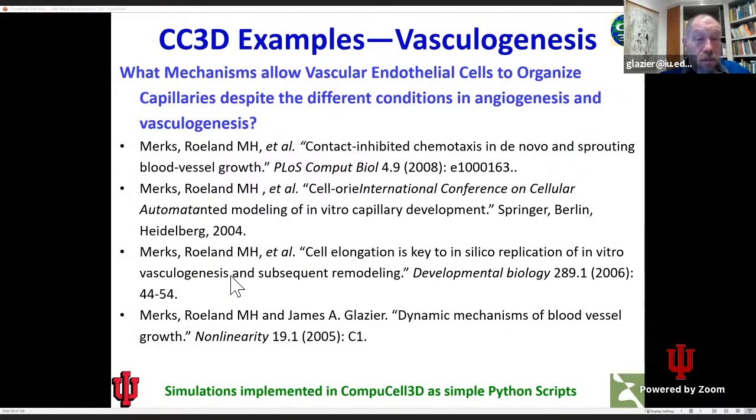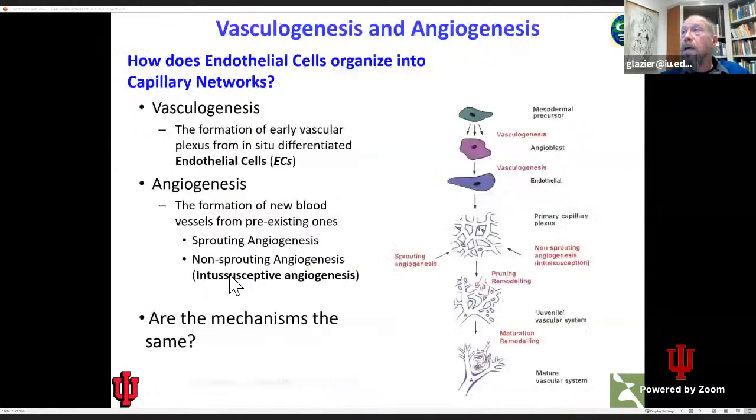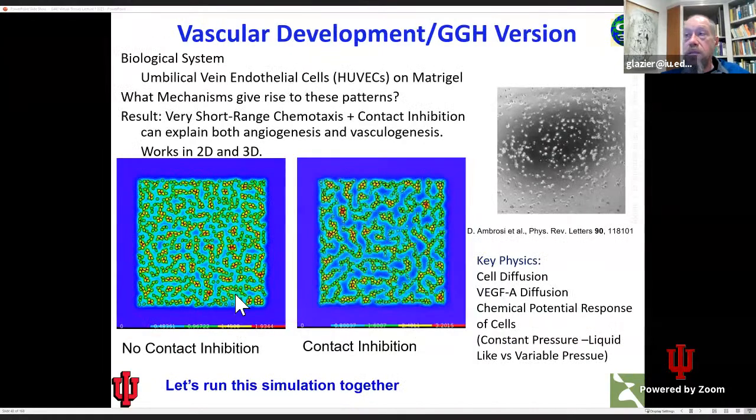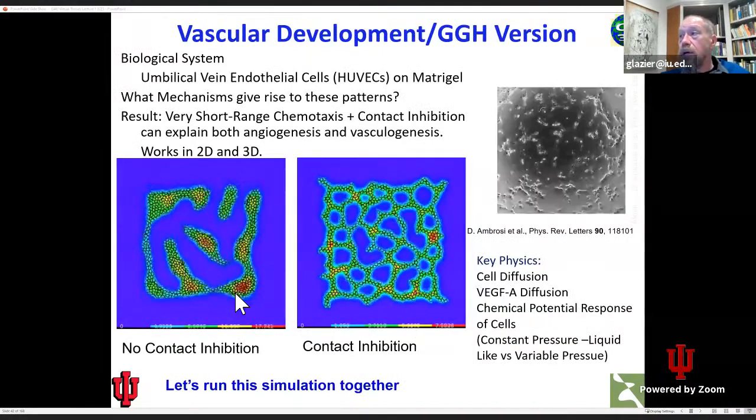I mentioned Roland Merks, who wrote the virtual leaf simulations. He was a student of mine many years ago here at IU. We worked together on how blood vessels form, how blood vessels organize and form. There are some very interesting processes. Endothelial cells crawl in response to chemical signals in their environment. They reorganize in response to that. And so we were trying to study how that happened.